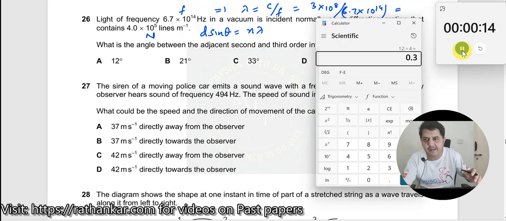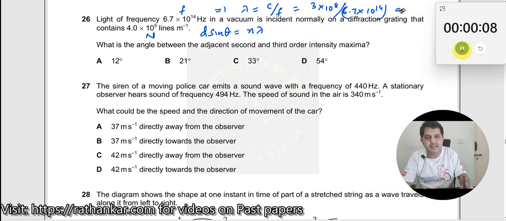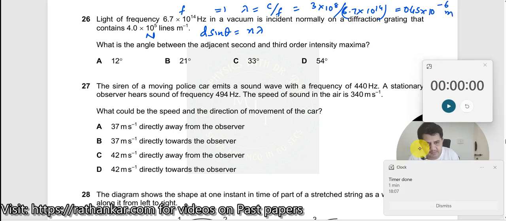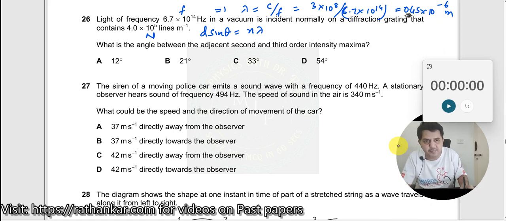Where is my calculator? It's here. 3 divided by 6.7 is equal to 0.4476, so 0.45 × 10 to the power of how much? Here it's 8 minus 14, which should be minus 6 meters. So this is your wavelength. Is it right? 8 minus 14 should be minus 6, that's right. I get this as 4.5 × 10^-7 meters, which should be 450 nanometers, that's right.